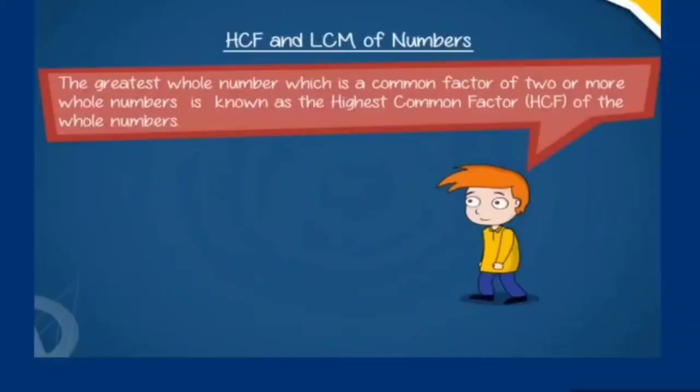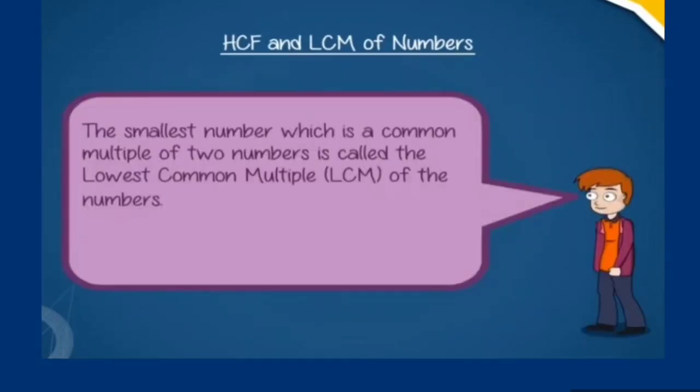Now the next one is HCF and LCM of numbers. The first one is HCF. The greatest whole number which is a common factor of two or more whole numbers is known as the highest common factor, means HCF of the whole numbers. And LCM is the smallest number which is a common multiple of two numbers, called the lowest common multiple, means LCM of the numbers.